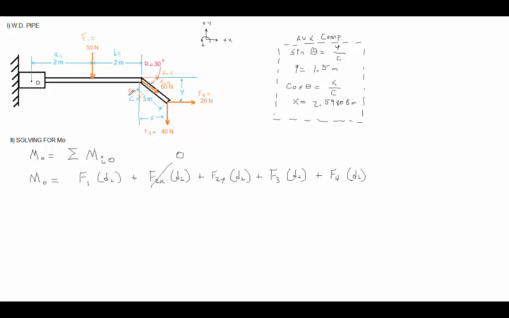Next is F2y. It does have a perpendicular distance, which in this case is a plus b. F3 also has a perpendicular distance, and its perpendicular distance is a plus b plus x, and F4 has a perpendicular distance as well, which is y. So now we continue with our where statement. Just like before, you're still required to have a where statement.